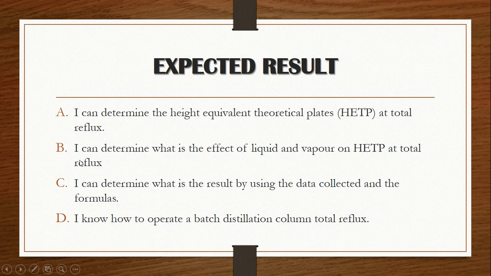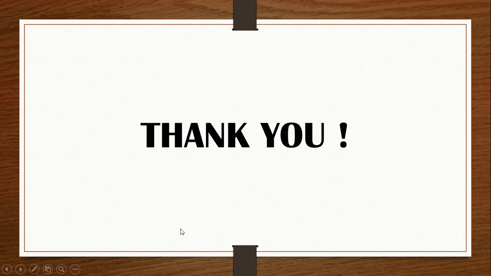In this experiment, I expect that I can determine the HETP at total reflux. I can determine the effect of liquid and vapor loading on HETP at total reflux. I can determine the results by using the data collected and the formulas. And the last one, I know how to operate a batch distillation column at total reflux. So that's all for me. Thank you.